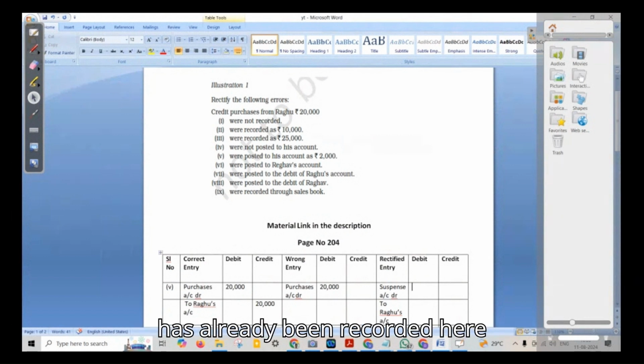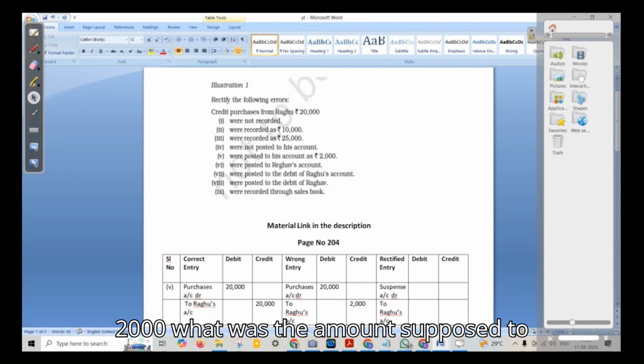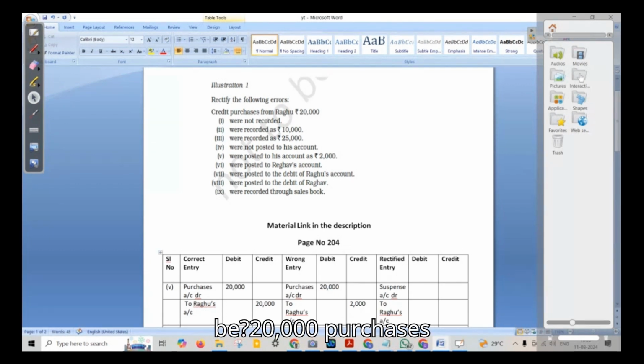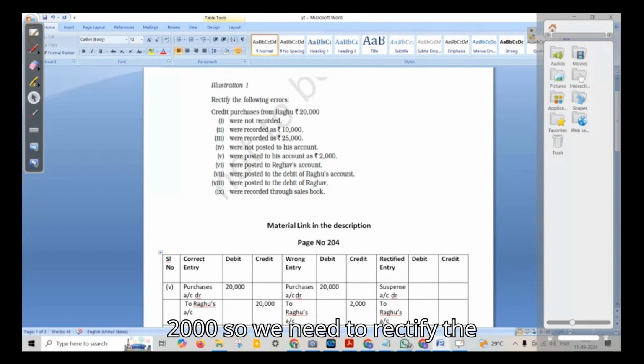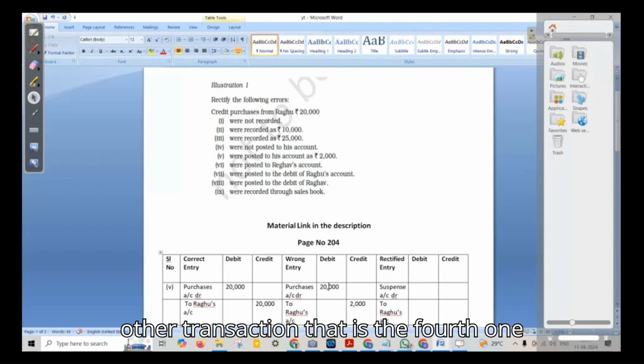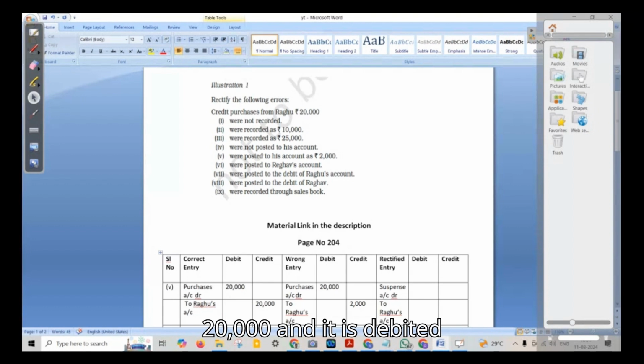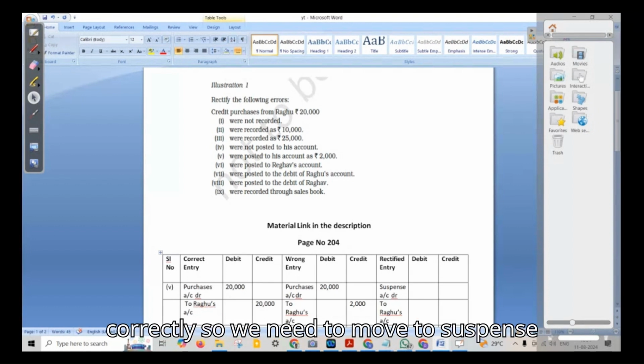Fifth transaction: credit purchase from Raghu, 20,000. This has been recorded here, where it was posted to his account as 2,000. So it is posted to Raghu's account. How much is it posted for? 2,000. What was the amount supposed to be? 20,000 purchases, but they have taken it as 2,000. So we need to rectify the entry. As we already discussed in the fourth transaction, purchases on both sides is 20,000 and it is debited correctly.